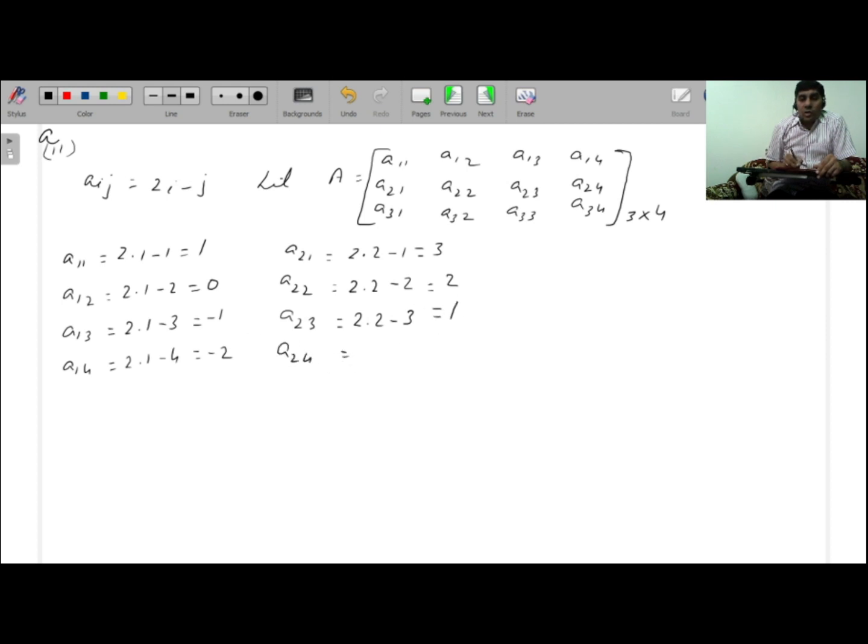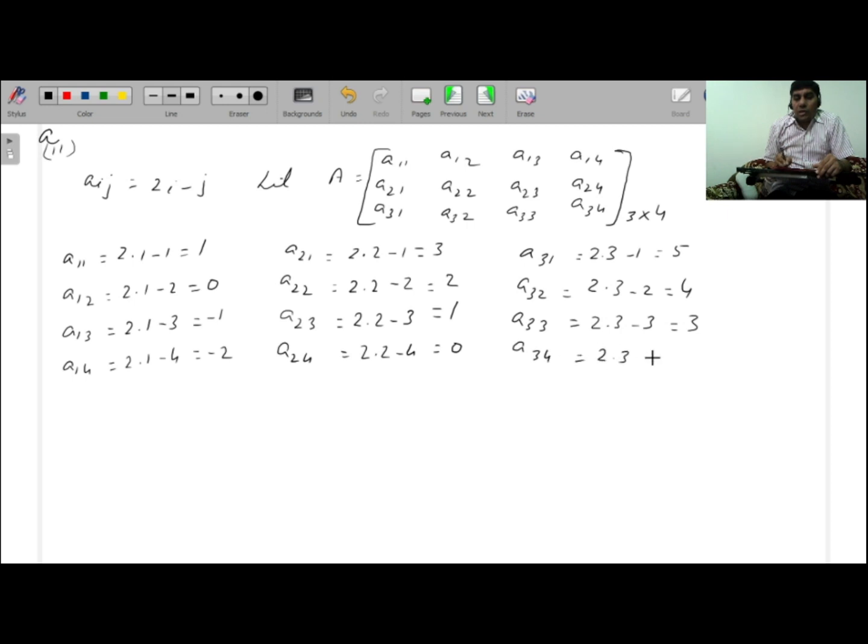A24 = 2 into 2 minus 4, which is equal to 0. Similarly, A31 = 2 into 3 minus 1, which is equal to 5. A32 = 2 into 3 minus 2, which is equal to 6 minus 2, which is 4. A33 = 2 into 3 minus 3, which is equal to 6 minus 3, which is 3. A34 = 2 into 3 minus 4, 6 minus 4, which is 2.